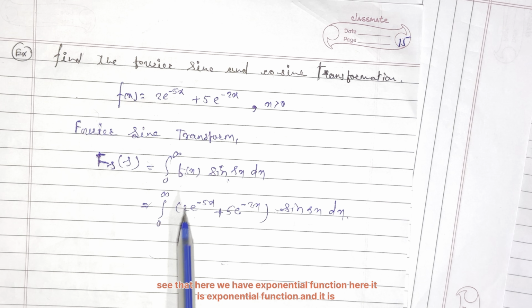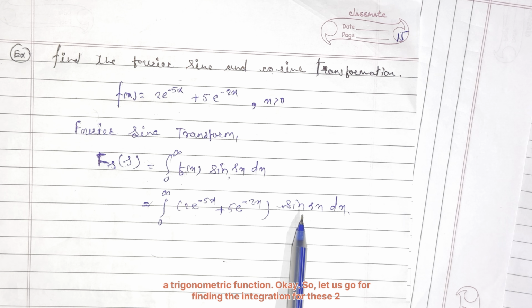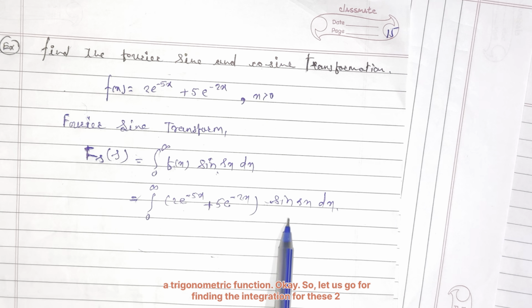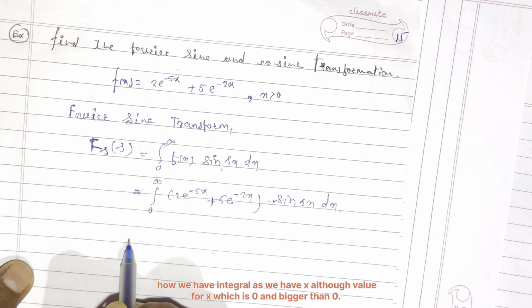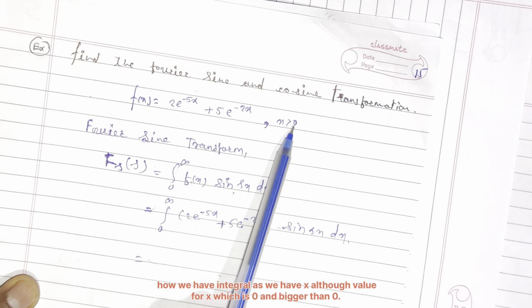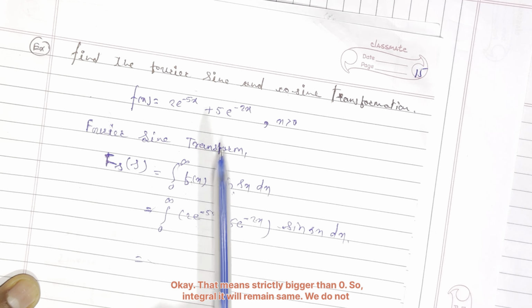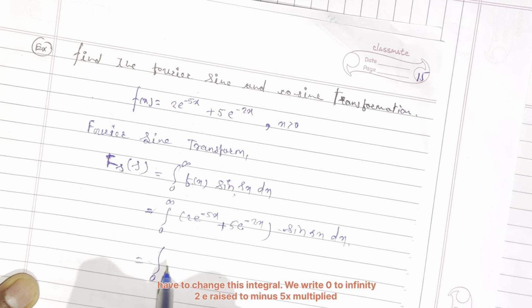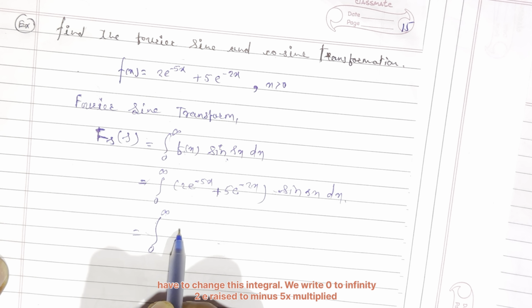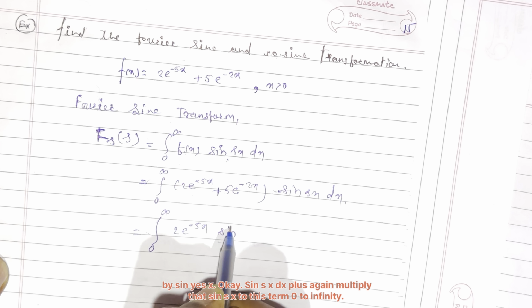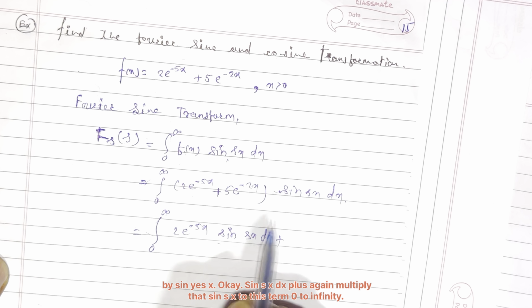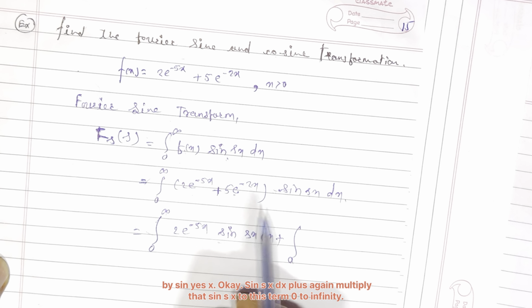Now see that here we have an exponential function and a trigonometric function. Let's go for finding the integration of these two. We are trying to multiply and expand this integral. Here x is strictly bigger than 0, so the integral limits remain the same. We write 0 to infinity 2e raised to minus 5x multiplied by sine sx dx, plus again we multiply sine sx to this term, 0 to infinity.